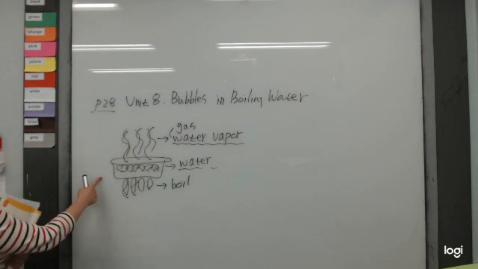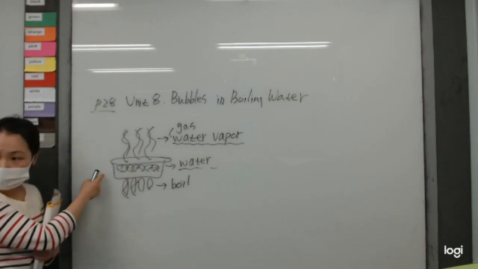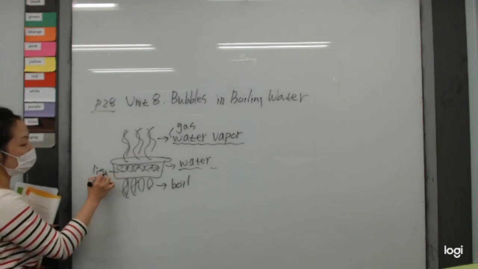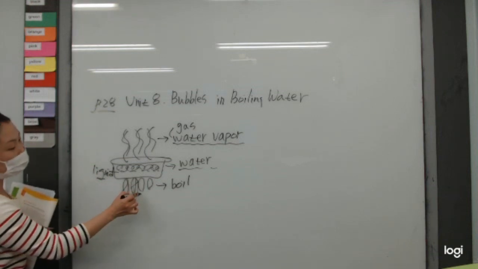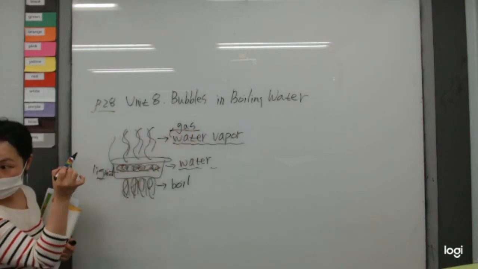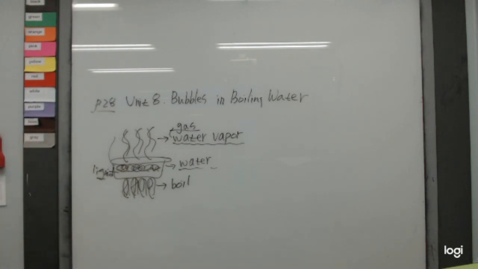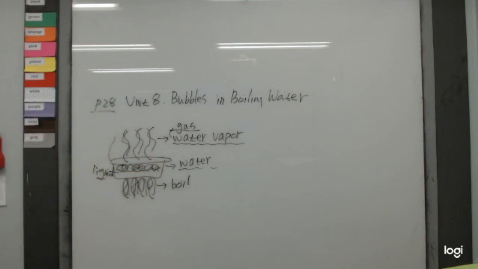Look at this picture again, okay? So first is water. Water is a liquid, so we can drink water, right? But when there is a fire, there is a bubble here, and it turns into gas, okay? So you can see, this is gas. Another word for gas is water vapor. Got it? So at the end, the gas disappears into the air. Understand? At the end, you cannot see the gas for a long time.